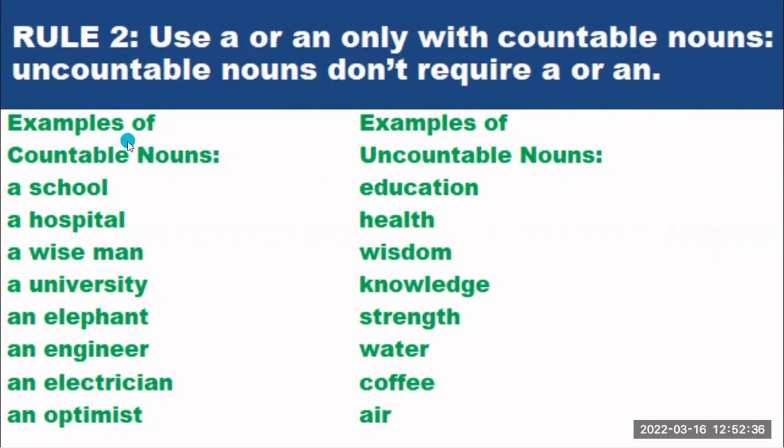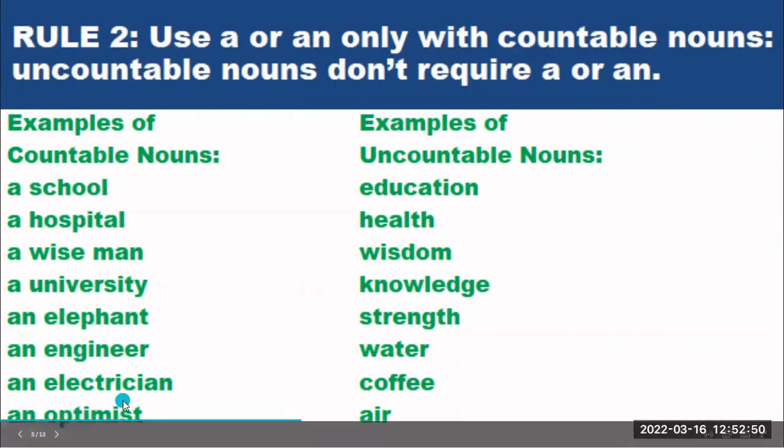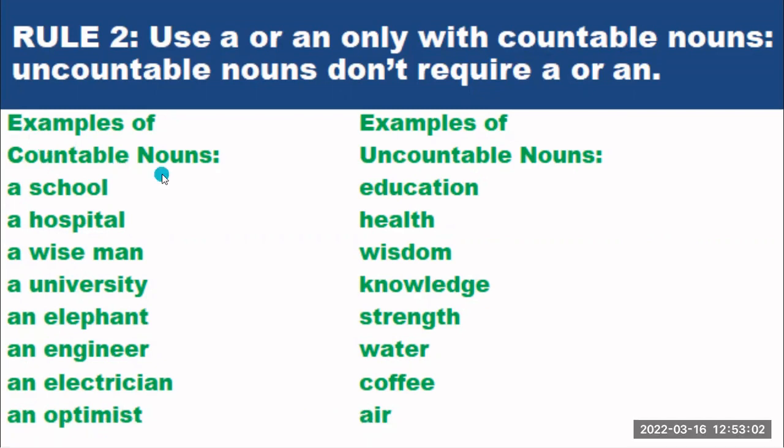Now, let's look at examples of countable nouns. Things you can count: a school, a hospital, a wise man, a university, an elephant, an engineer, an electrician, an optimist. All right, so all these are countable. And then let's look at uncountable nouns, things you cannot count. Education, you cannot say an education.